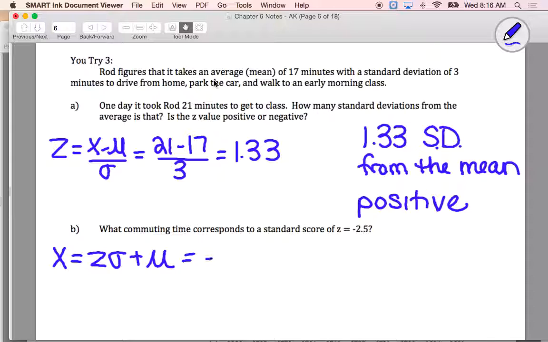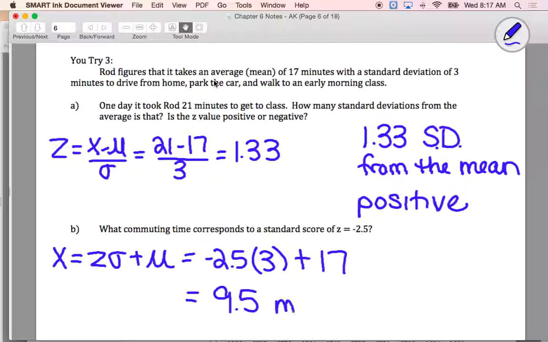They told us we have negative 2.5. We've got a sigma. It told me a standard deviation of 3. And they told us our mu for our mean was 17. So all you're doing is taking all of your information, plugging it into your formula. Again, if they give you a z value, you have to find the x value. So when I plug that in, we get about 9.5 minutes.